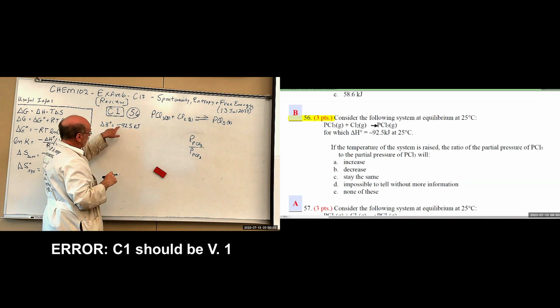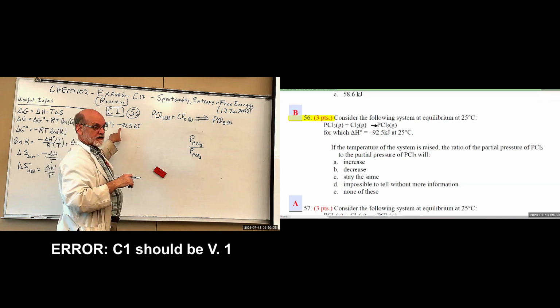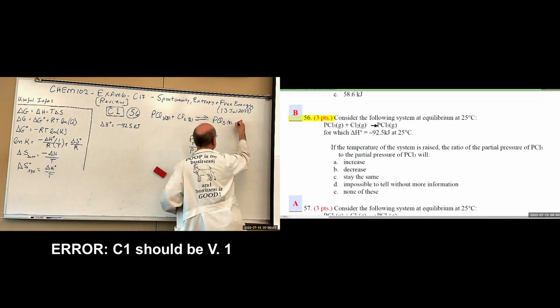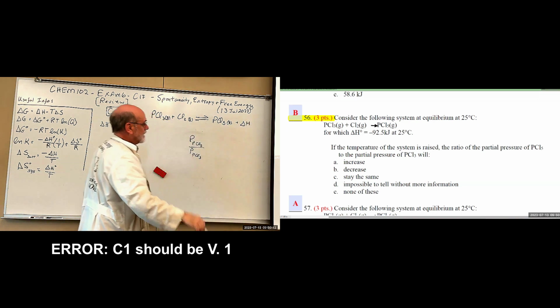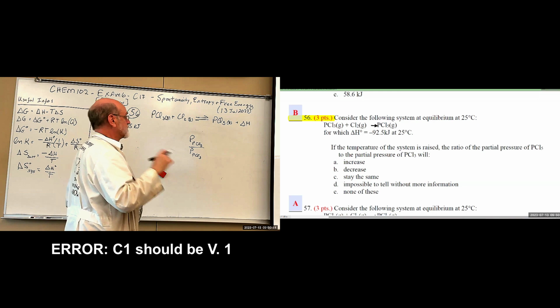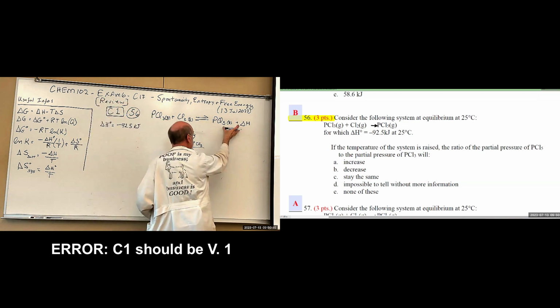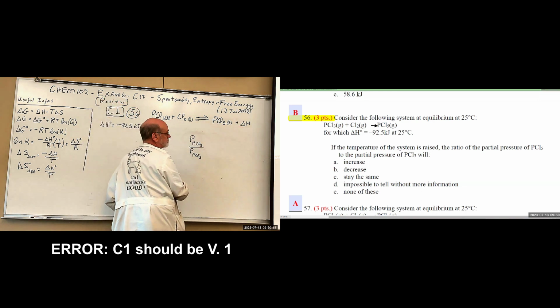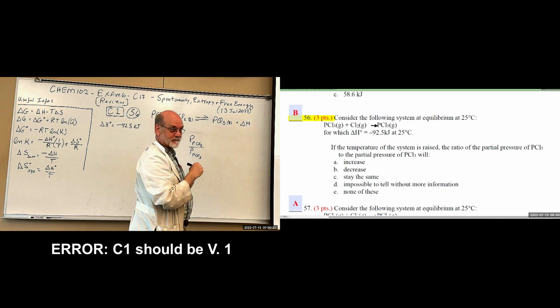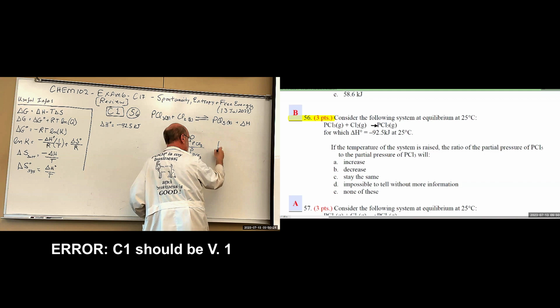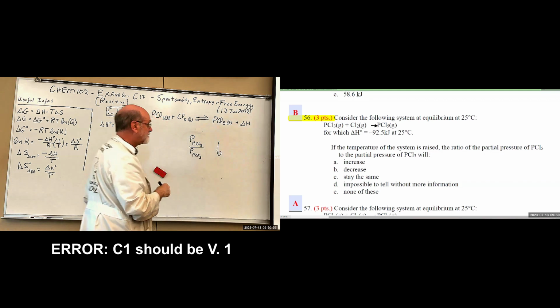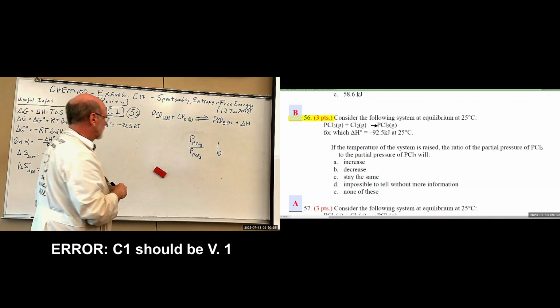Well, this tells us that it's exothermic, correct? So that means the heat goes on this side. So if the temperature of the system is raised, it's going to drive this reaction backwards. Right? It's going to make less of that and more of that. So the ratio decreases. So that's what the answer would be.